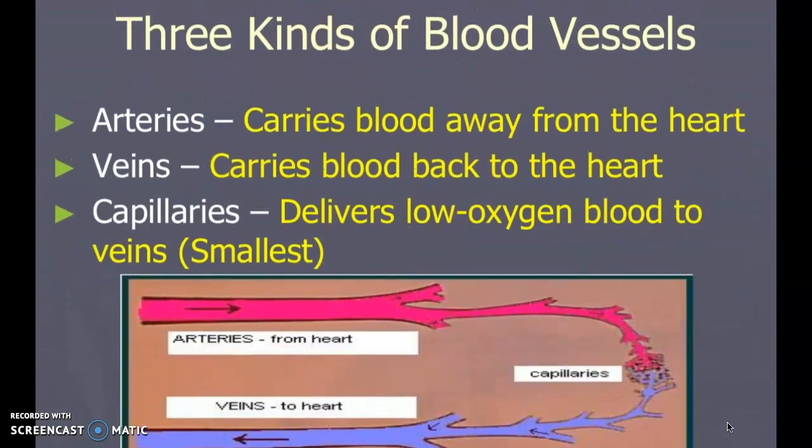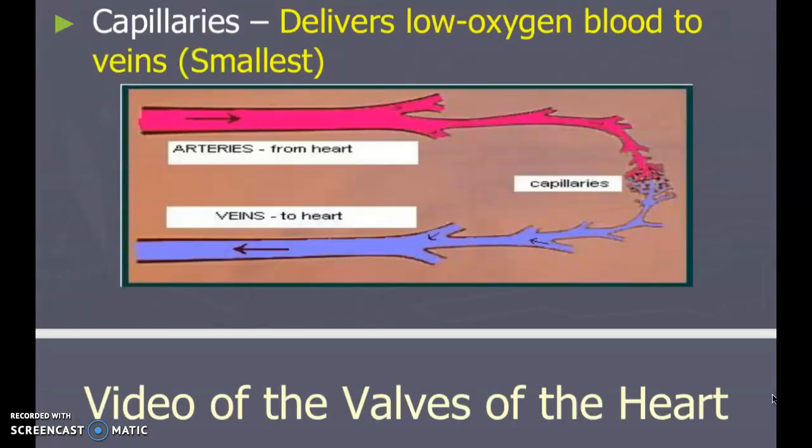So as I mentioned, there are three kinds of blood vessels: arteries carrying blood away from the heart. Veins circulate blood back to the heart. So typically veins are going to be carrying oxygen-poor blood. Since that blood has already been to the body, it's dumped off its oxygen, and as the blood circulates back to the heart, it's coming back as being oxygen-poor. The capillaries are teeny tiny blood vessels that allow transport between the two, and they deliver low oxygen blood to the veins.